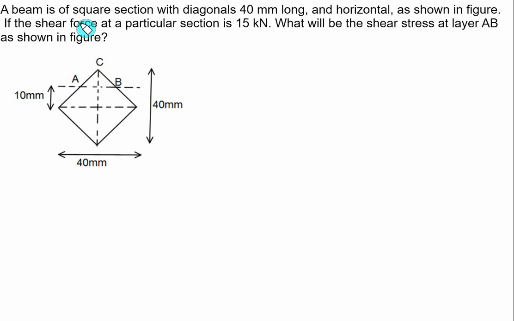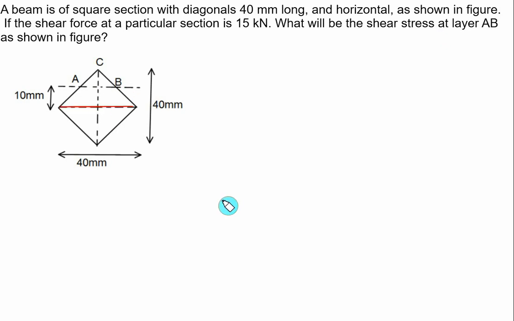A beam is of square section with diagonals of 40 mm long and a horizontal as shown in figure. If the shear force at a particular section is 15 kN, what will be the shear stress at the layer AB? You have to find out.